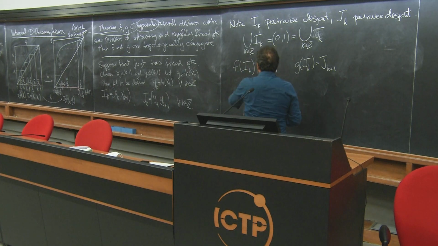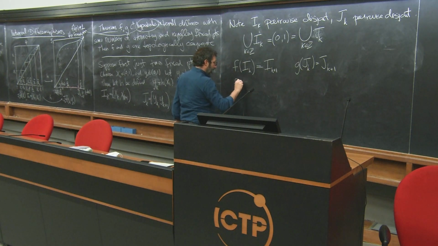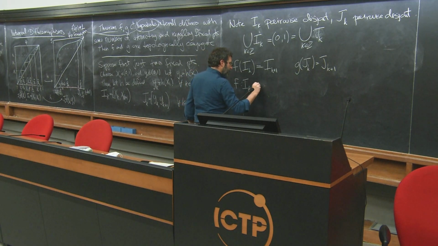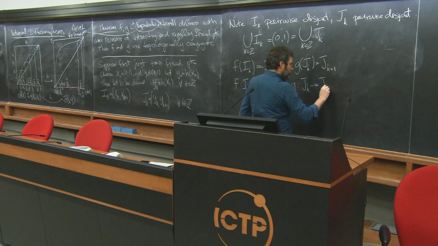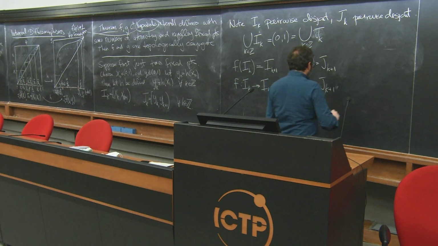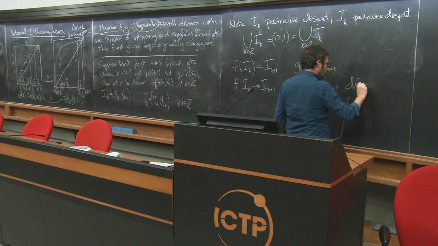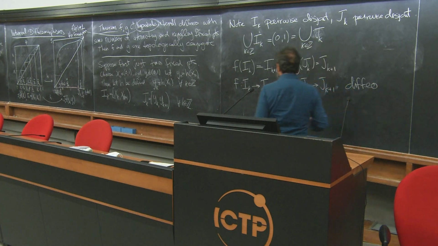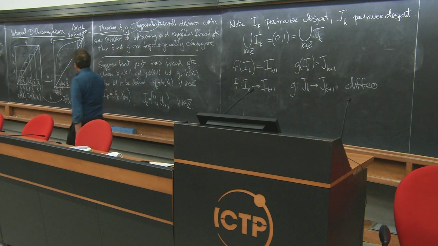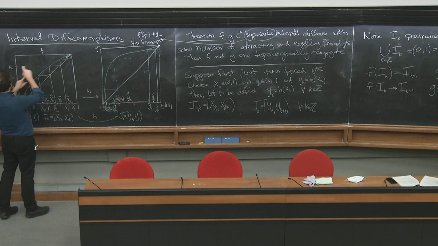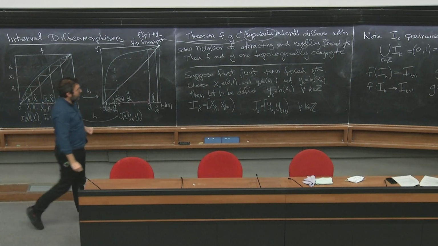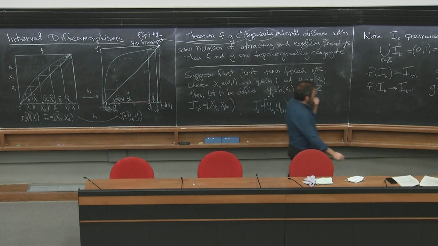Not only that, but maybe we should write it better like this. F is actually the map F from Ik to Ik plus 1, and the map G from Jk to Jk plus 1. These are actually diffeomorphisms onto their images, because each one maps diffeomorphically to the next one. So I0 maps diffeomorphically onto I1, and so on. This is for every k.